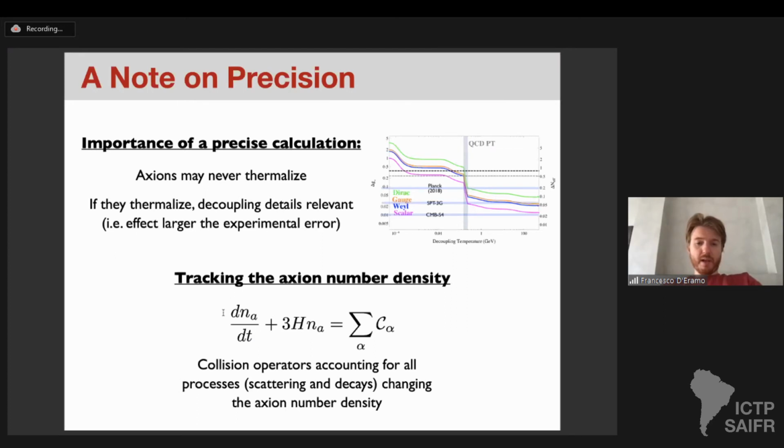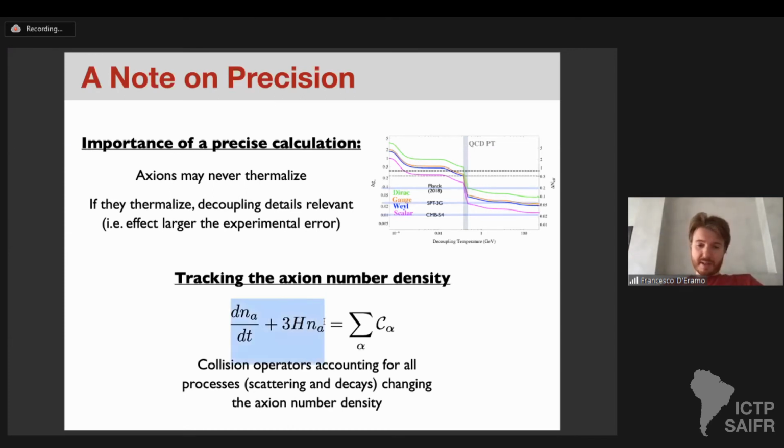And if you want to compute the exact amount of thermal axions, axions produced from collisions of particles in a thermal bath, it's important that you perform a careful prediction, because we are going to measure this quantity very precisely in the future. The way you do this calculation is by solving a Boltzmann equation, which is precisely identical to the one we discussed, I think, in lecture 3.